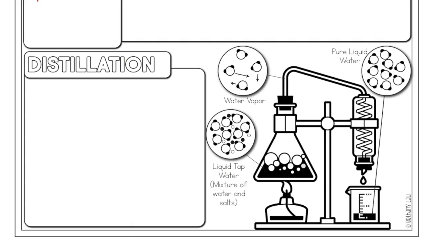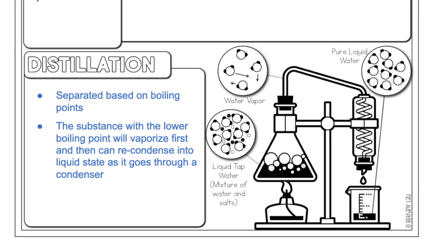Moving on to distillation, this is separating out a mixture based on the different boiling points of the substances held within. The substances with the lower boiling point will vaporize first and then can recondense into the liquid state as they go through the condenser.